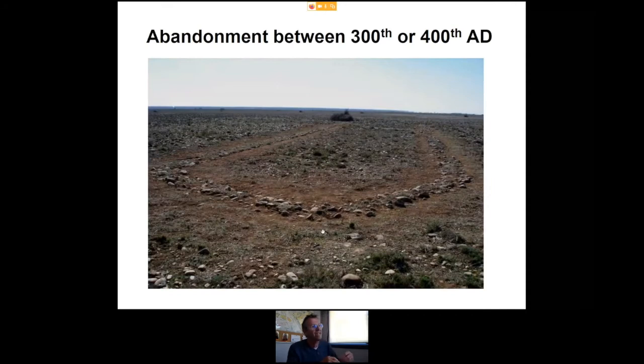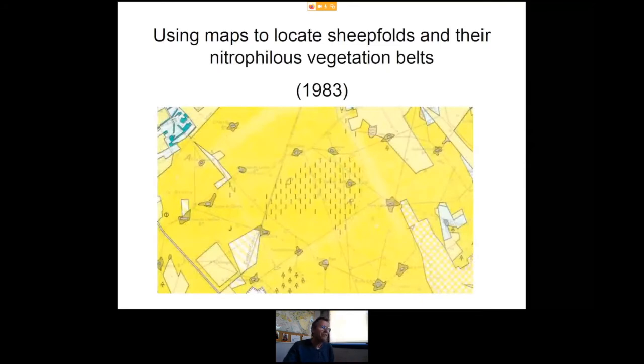So we've got this very nice gradient of abandonment that will allow us to travel in time by using space, which is classical in community ecology. And for that, again, to identify the sheepfold and the hyper-nitrophilous vegetation belt, for the recent sheepfolds we've got these nice vegetation maps. So it's easy to find the sheepfold and the hyper-nitrophilous vegetation belts.